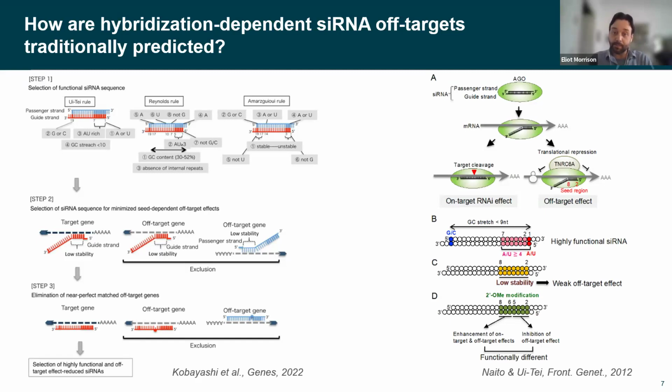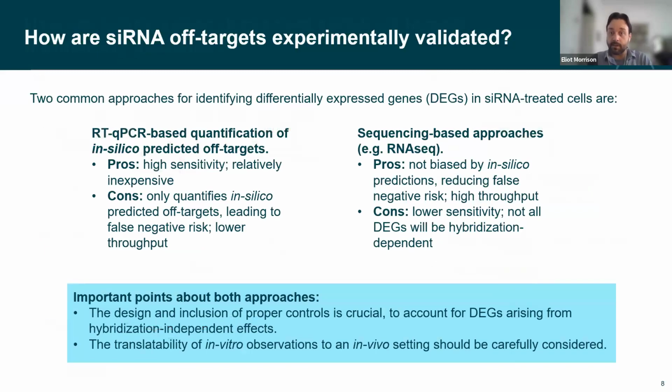So before we talk any more about in silico alignments, let's step back a minute and talk about how we can experimentally validate or identify off-targets for siRNAs. And there are two main methods that are widely used to try to do this. One is a real-time qPCR-based approach. Here, they're very sensitive methods, but the major downside, in my opinion, is that you have to define exactly what you're going to be quantifying here.